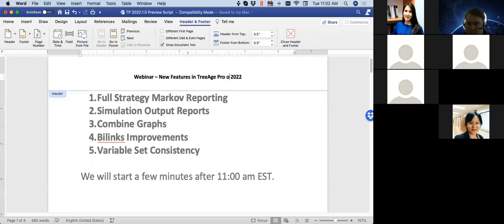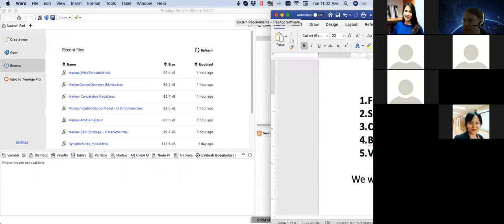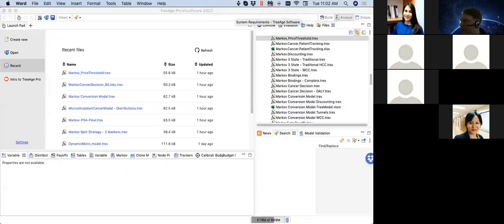I'll use this as an agenda. There are some other things that went into this release, but these are the more important ones, starting from the top and moving down. So let me get this out of the way, and we'll start looking at TreeAge Pro instead of Word. We're going to start with the topic of full strategy Markov reporting.